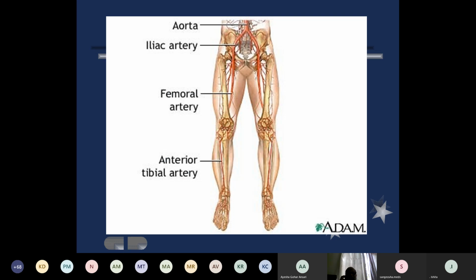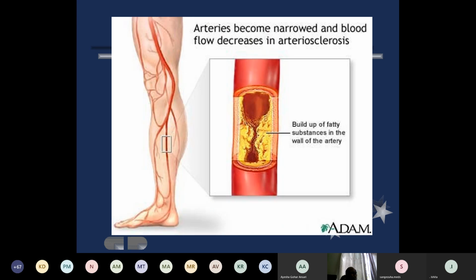This is the anatomical diagram showing aorta, bifurcation of aorta, iliac arteries, external iliac, internal iliac, anterior femur, and so on. Arteries become narrowed. On cross section, you can see the buildup of fatty substance in the wall of an artery, leading to narrowing of the lumen, thereby leading to peripheral vascular disease.